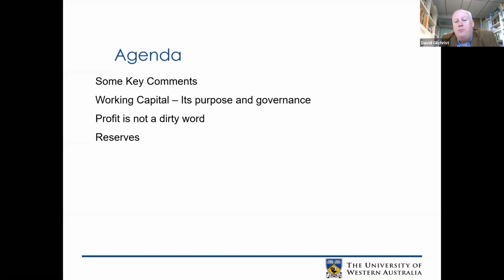Then I'll have a look at working capital, its purpose and governance. Then look at profit, which of course is not a dirty word, and that's certainly something I spoke about last time. If you've heard me speak before, I'm very keen for the sector to be replacing the word surplus with the word profit, and I've got some rationality for that. But also looking at reserves and what kinds of reserves you might have, but more particularly how you might govern those reserves. Really happy to take questions as we go, but also Natalie will be looking at the chat feature and we'll be consolidating questions.